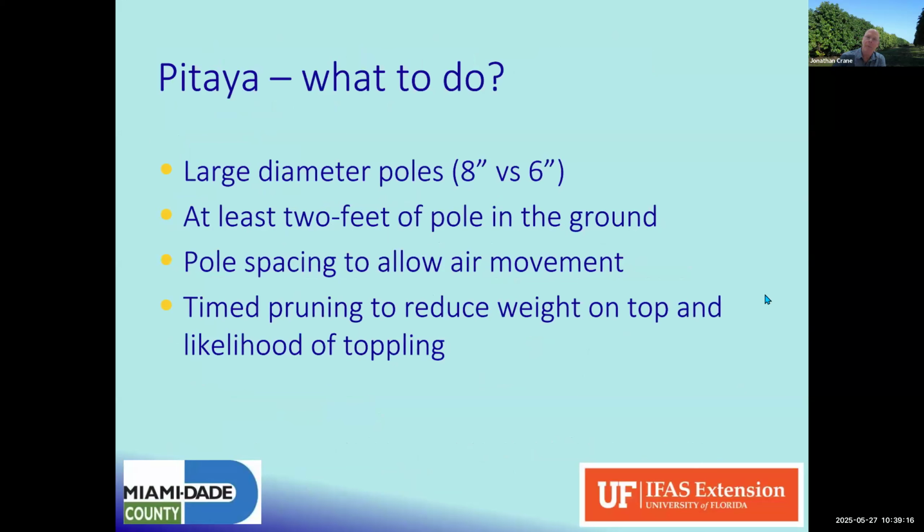So with pitaya, we found that if you had larger diameter poles, the vines tended to be more stable. That makes sense, than smaller sized poles, and that at least 2 feet be put in the ground. And then also, timing the pruning on these vines to reduce the weight on the top and the likelihood of toppling. And I know that's daunting to do before a storm. Do I go out and prune these way back and then the storm doesn't hit, and I lose that production? So it's a hard call to make.